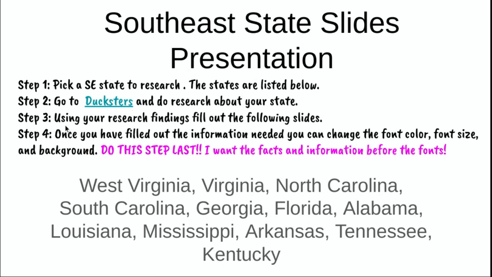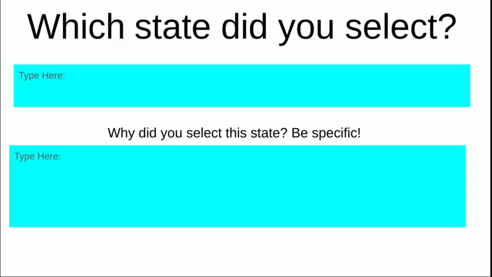Then, step 3, using your research findings, you're going to fill out the following slides. I have already provided the slides set up the way that you need to have them. Now, once you've filled out the information, then you can go change the font color, font size, and background. Do this last, okay? I want the facts and information before the fonts. So I don't want you to spend 50 years changing your background and 50 years changing your fonts. I want you to get the information filled in first. After your information is filled in, then you can go change your background, okay? So don't do that first. Don't do it.